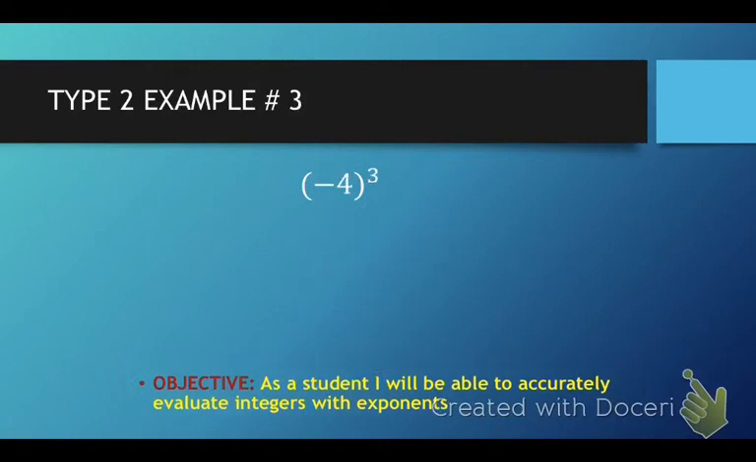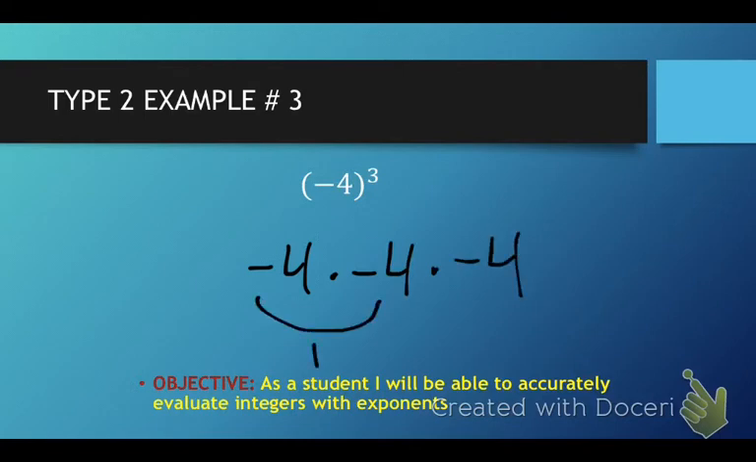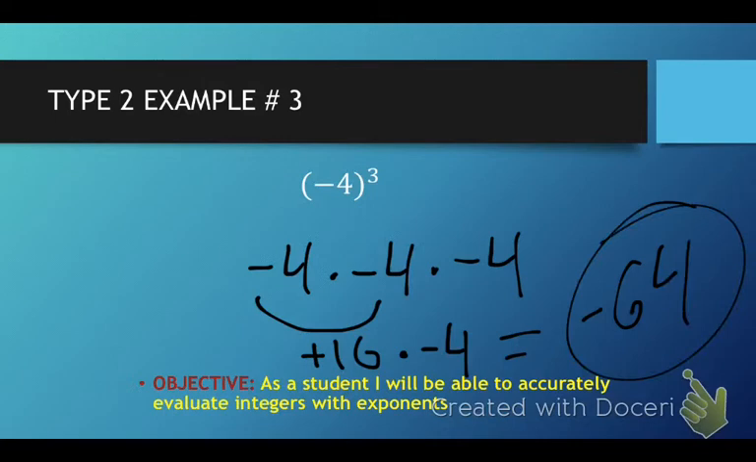We have negative 4 cubed. It's in parentheses, so we have negative 4 times negative 4 times negative 4. A negative times a negative is a positive, so that's positive 16 times negative 4. And a positive times a negative is always going to be a negative. 16 times negative 4 is negative 64. Your answer should be negative 64. Remember, it's negative, and we had an odd exponent.